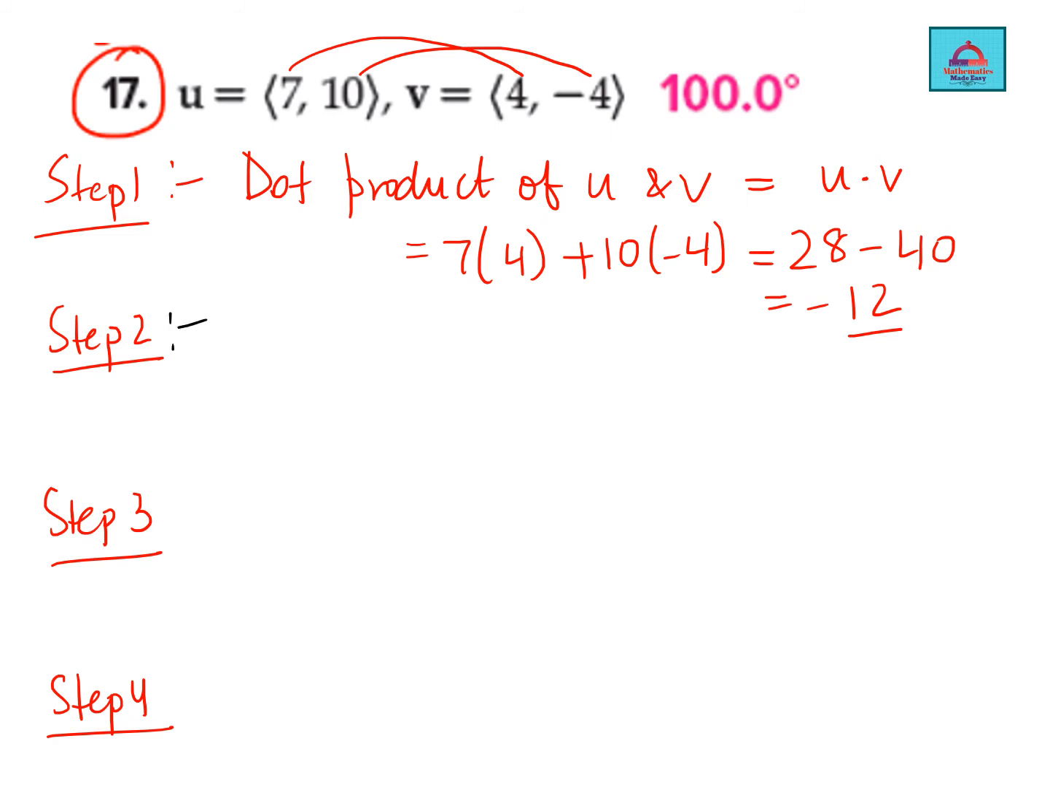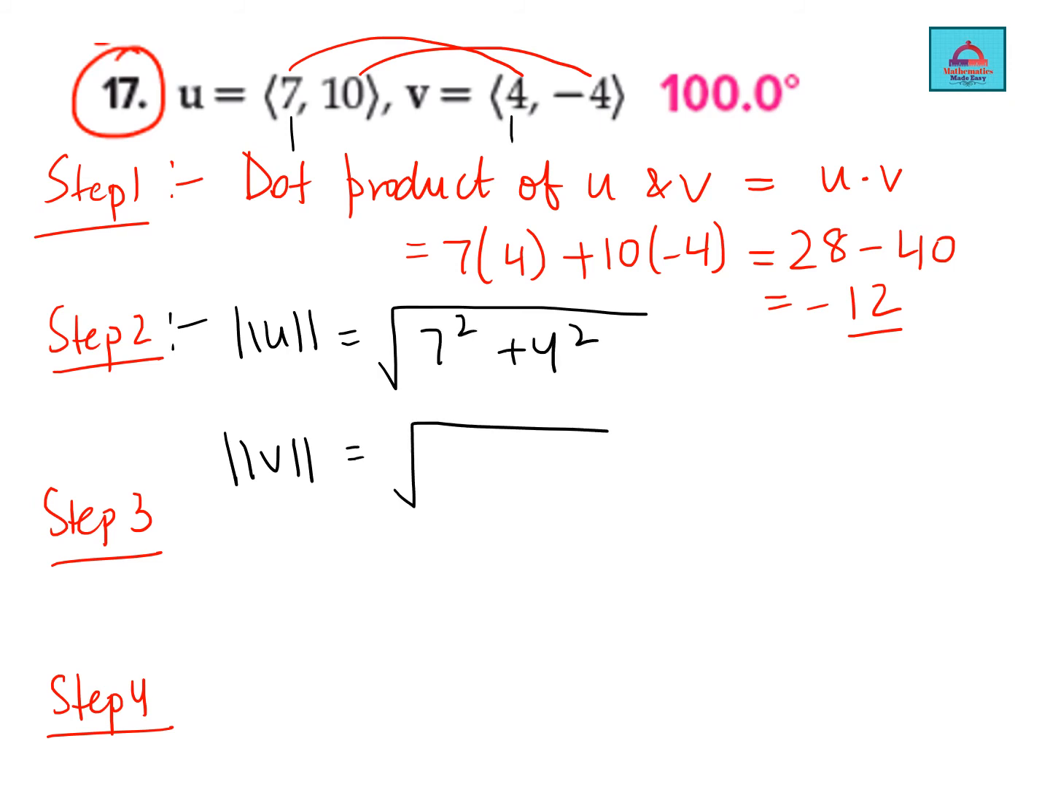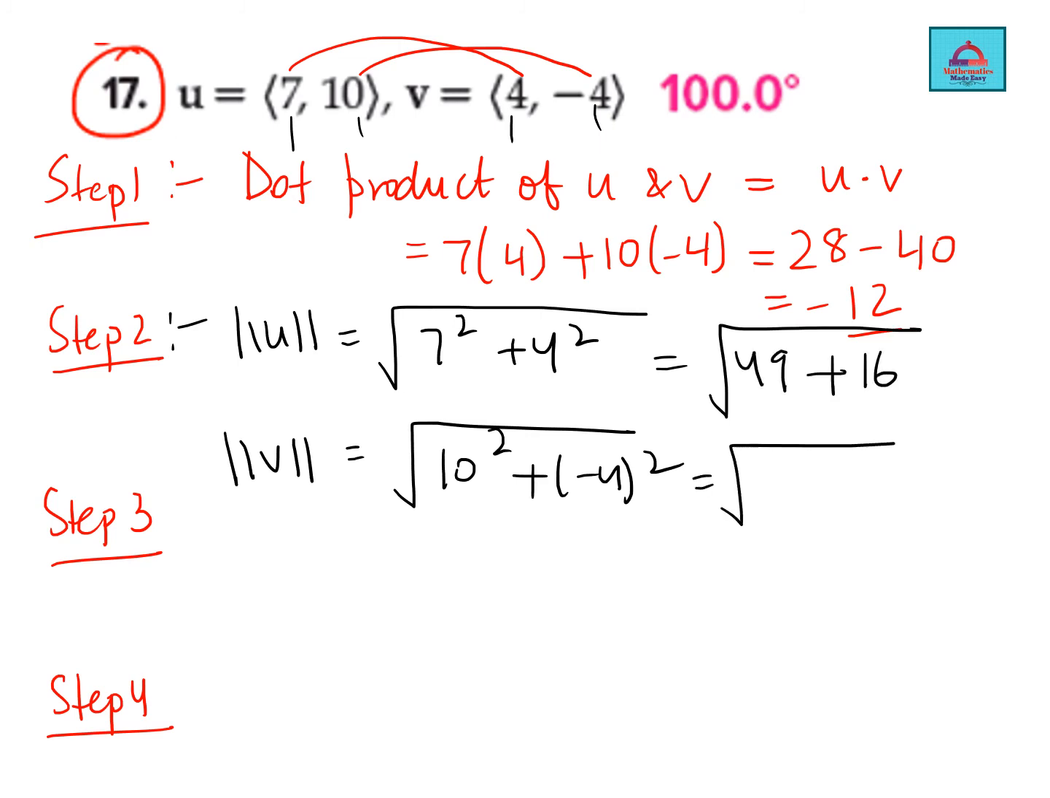Let's change color and do step 2, where you need the magnitude of u and the magnitude of v. So we are going to use the magnitude formula: 7 and 4, so squares. Similarly here 10 and minus 4, so 10 square plus minus 4 square. Let's simplify it a little bit more. So this is 49 plus 16. This is 100 plus 16. In square root, finally we get, let's add them up, 49 plus 16, that's 65 in square root, and this is 116. Okay, so we got the magnitude.